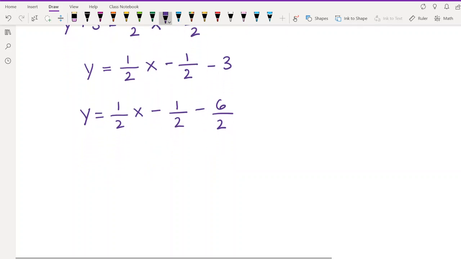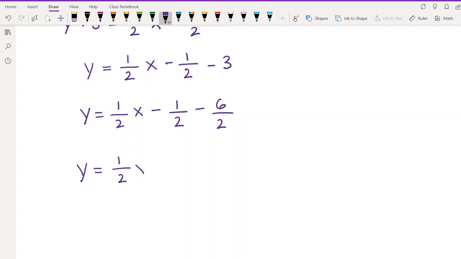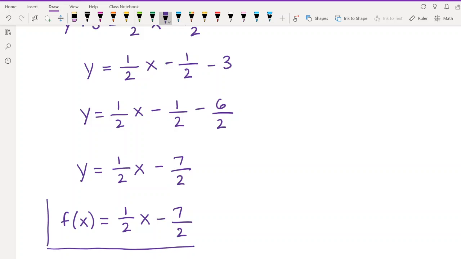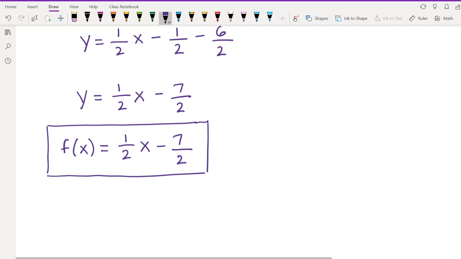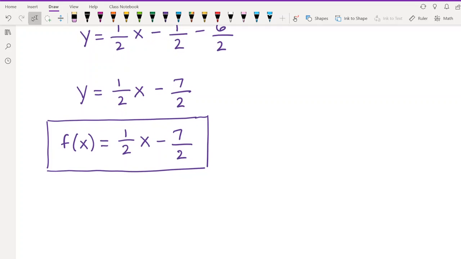And so now we can combine all of these and we get y is equal to 1/2 x minus 7/2. And finally, if we want to put this into function notation, that is going to be f of x is equal to 1/2 x minus 7/2. And so now if we wanted to know what the y-intercept is, now we know that it's -7/2. But we didn't need to know it in order to write the equation. It just kind of came out in the process of writing the equation.